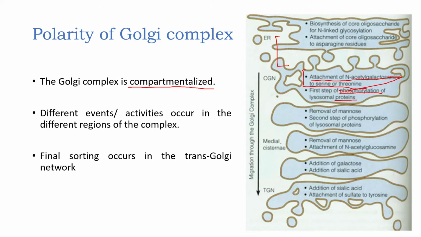Then the attachment of sulfate group to tyrosine residues. Can you see here in the trans-Golgi network? The attachment of sulfate group to tyrosine residues is occurring. That is, sulfation of proteins is occurring in the trans-Golgi network. And the final sorting of proteins occurs in the trans-Golgi network. So, different events and activities occur in different regions of the complex. That is why we say that the Golgi network has a polarity.